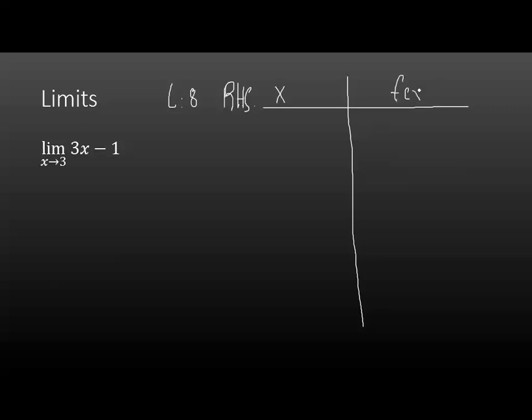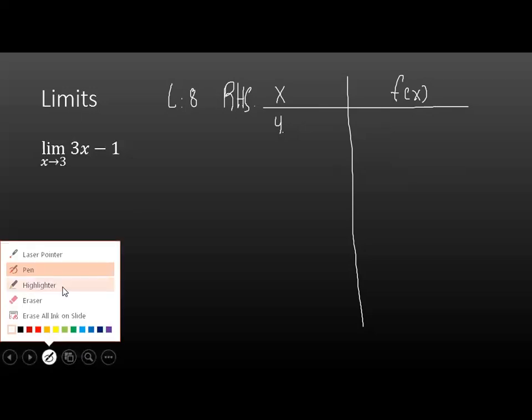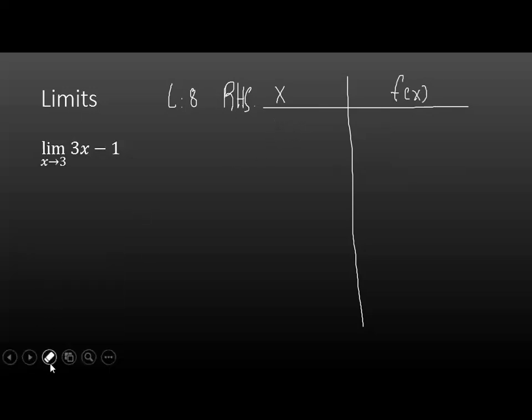So here, we will get values that are closer to 3. Let's just say 4. Wait, no. I mean, 4 is close to 3, don't get me wrong, but I want closer to 3. 3.9. Yeah, there we go. 3.9 is close to 3. So let's substitute 3.9. So here, 3 times 3.9 minus 1, you will have 10.7. All right, so we have 10.7.